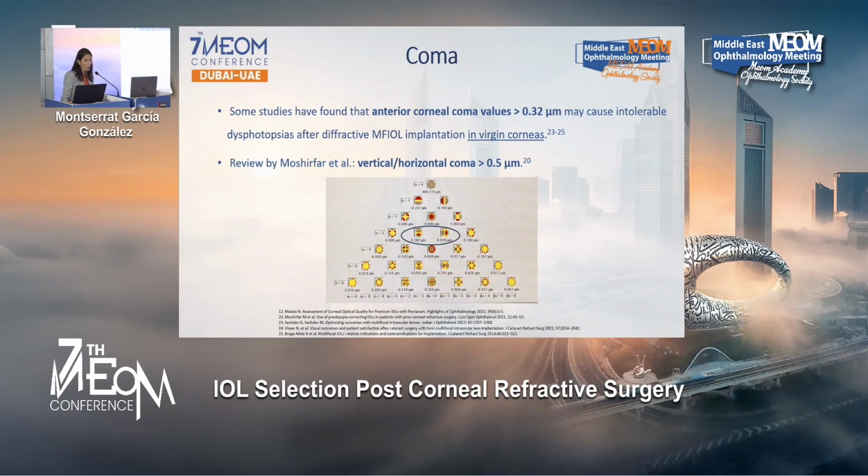How about the coma? Regarding the review by Moshirfar et al., these authors recommend to avoid multifocal IOLs when the coma is higher than 0.5 microns.